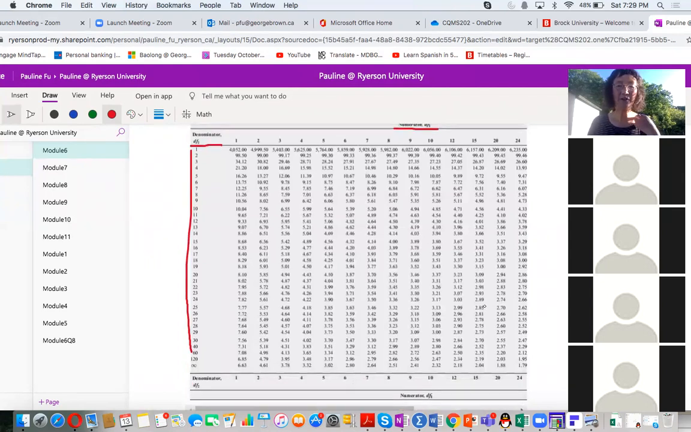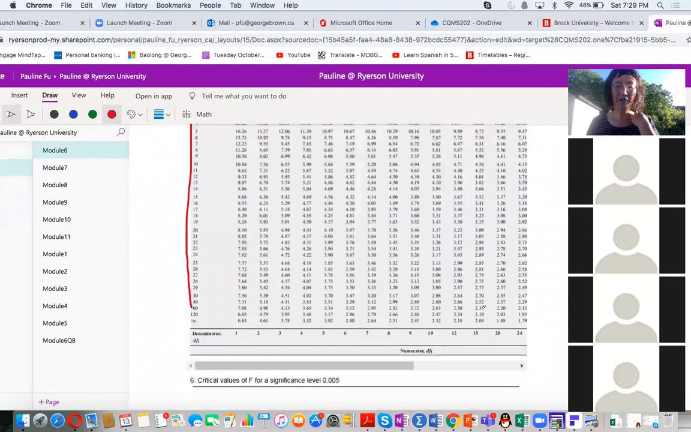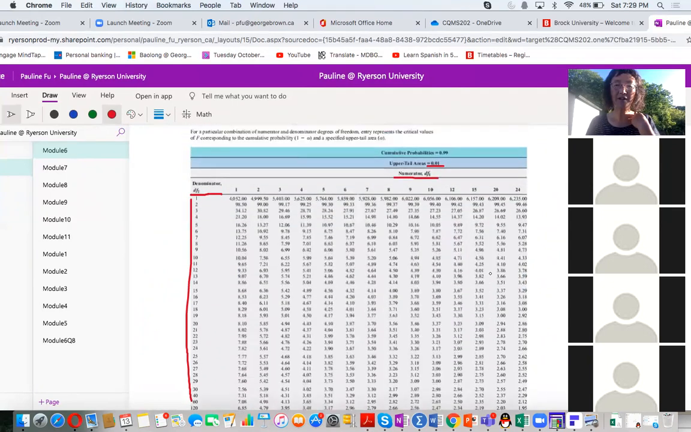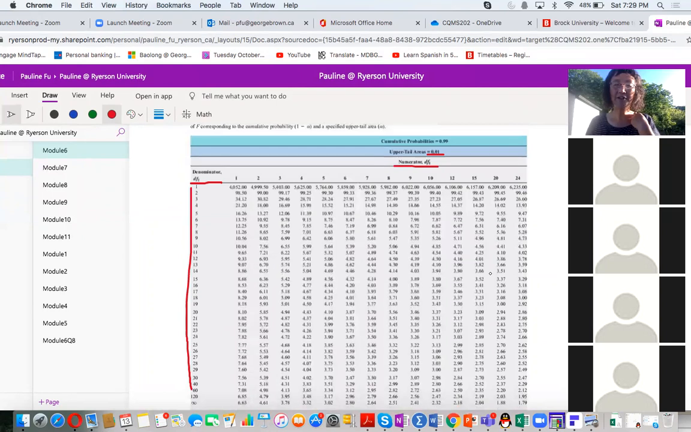And then the intersection part is the critical value. So for example, in the question we have just been given, we have 13 data for A, 15 data for B. So degree of freedom numerator is 12, you locate 12. Degree of freedom for denominator, you locate 14. And suppose upper tail area 0.01, so the intersection part is this number. But in our case, our upper tail area is 0.005, so you have to use this table here.